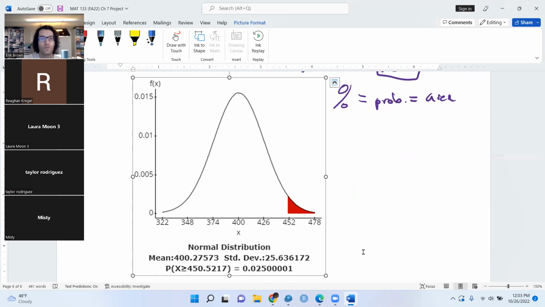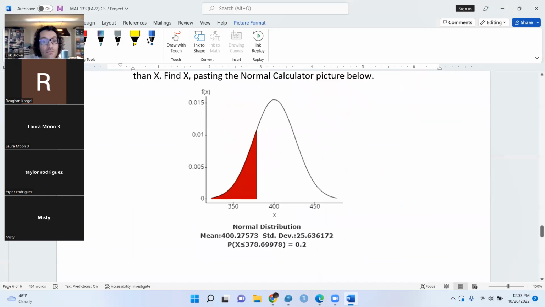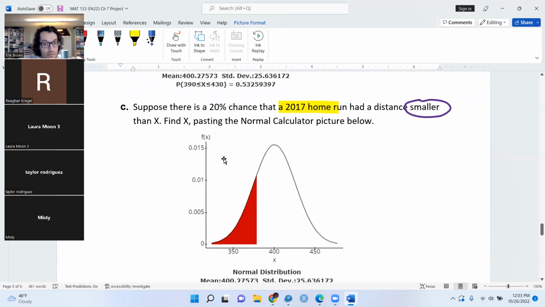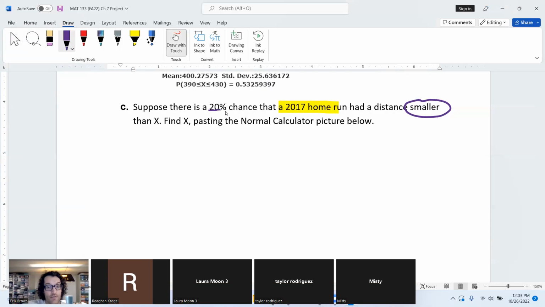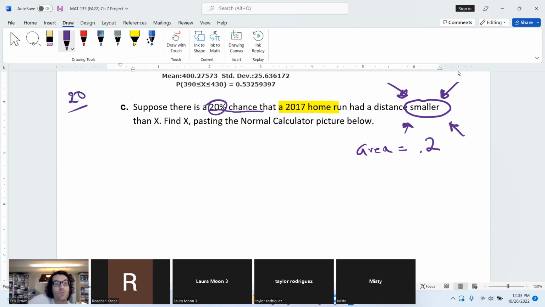Okay. Now, let's go back to C. So we noted, well, don't look at this picture, it gives away the excitement. We noted that we had an area of 20%, which really means we're going to use an area of 0.2. Are we all happy with that? Yes. Then we noted the word smaller, which told us where that area was. Well, shouldn't that be 0.02? Well, 20% as a decimal is 0.2. If it was 2%, then it would be 0.02. Oh, right. Okay. Good question.